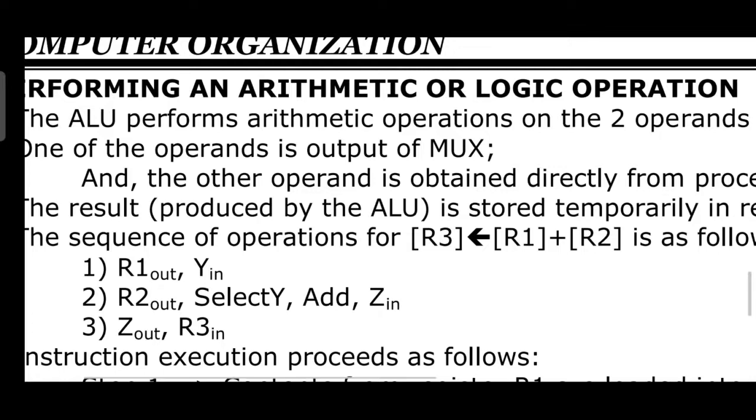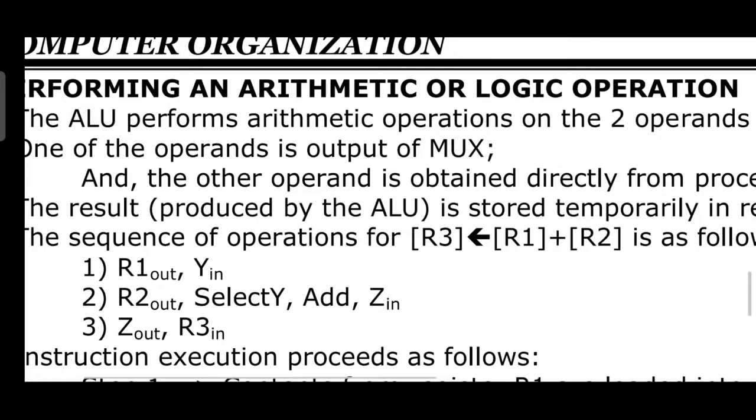This sequence is very important. After activating R1 out, you have to activate Y in. You cannot interchange them, because it is based on timing. What will happen first and what will happen next matters. So first activate the R1 out gate, so data is placed onto the bus. Once the data is placed onto the internal processor bus, you drive the data as an input to register Y. That is the first step.